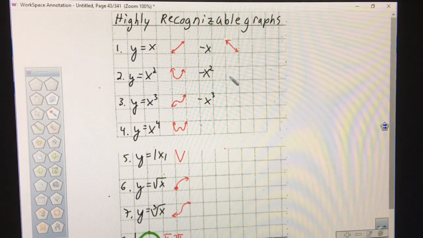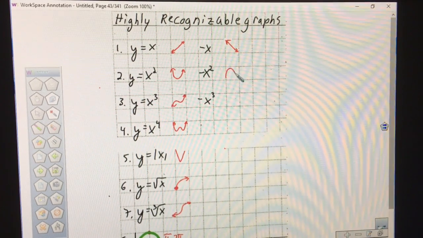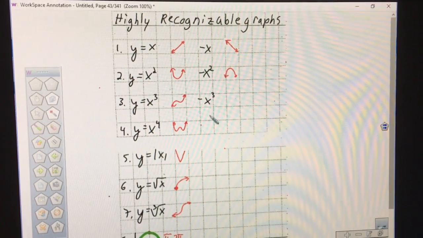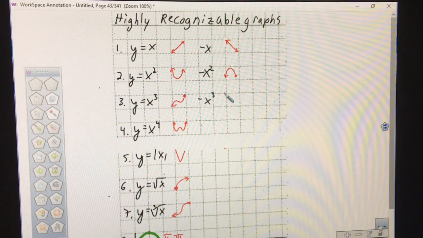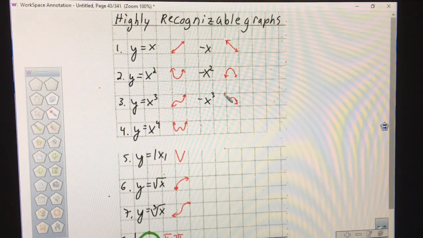So now it's going to be up, down. This one, instead of being up, up, is going to be concave down. It's going to be down, down. It flips that frown upside down. Negative x cubed is going to be up on the left, down on the right.